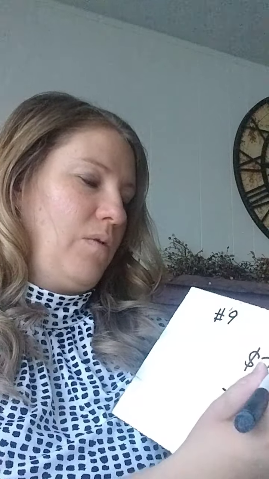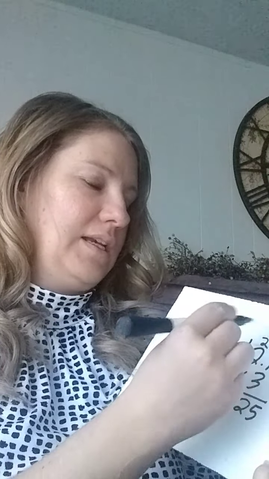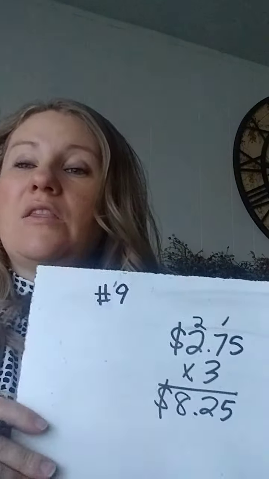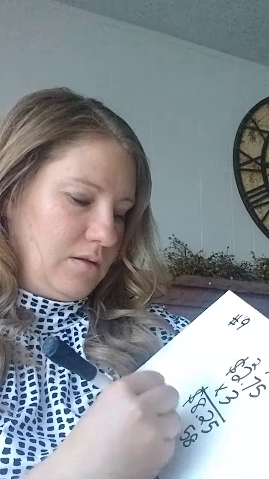So 3 times 5 is 15, carry our 1. 3 times 7 is 21, plus 1 is 22, carry our 2. 3 times 2 is 6, plus 2 is 8. So she paid $8.25. The tax was 58 cents. So let's add that on there.